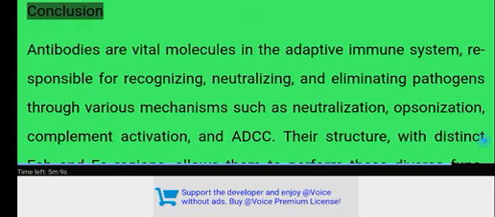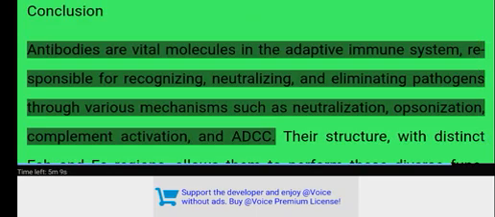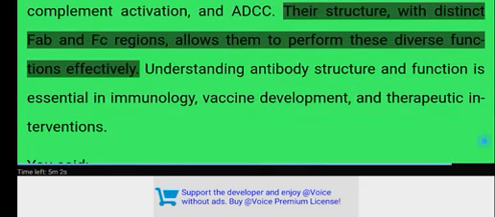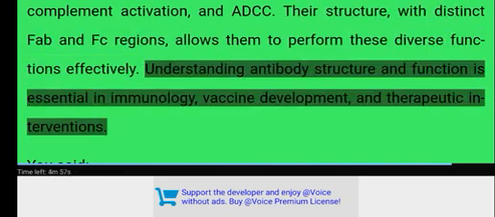Conclusion. Antibodies are vital molecules in the adaptive immune system, responsible for recognizing, neutralizing, and eliminating pathogens through various mechanisms such as neutralization, opsonization, complement activation, and ADCC. Their structure, with distinct Fab and Fc regions, allows them to perform these diverse functions effectively. Understanding antibody structure and function is essential in immunology, vaccine development, and therapeutic interventions.